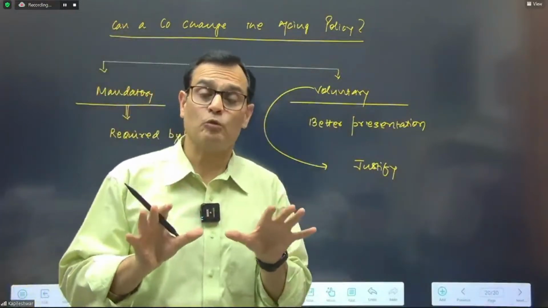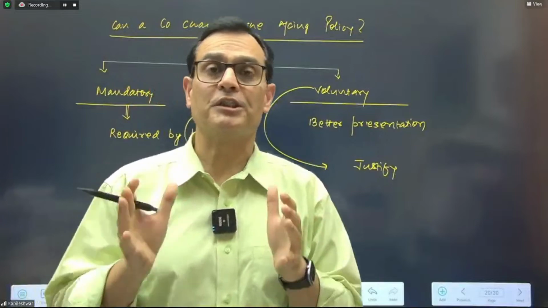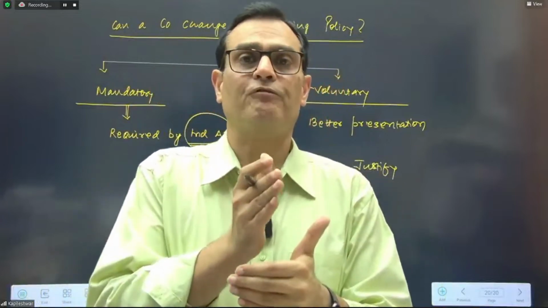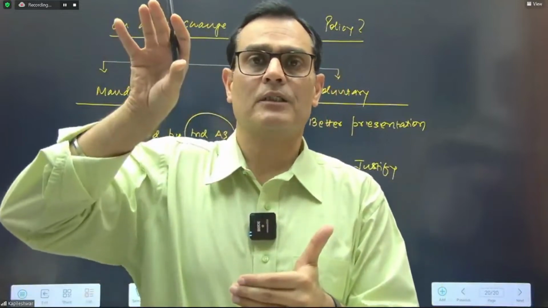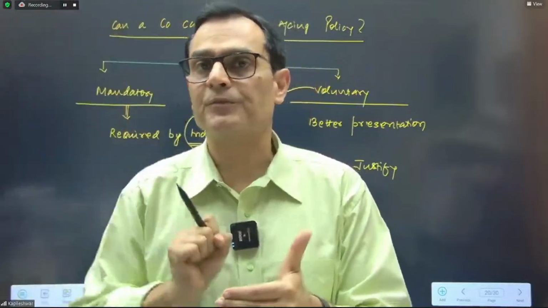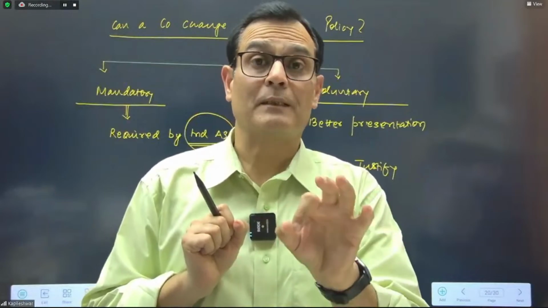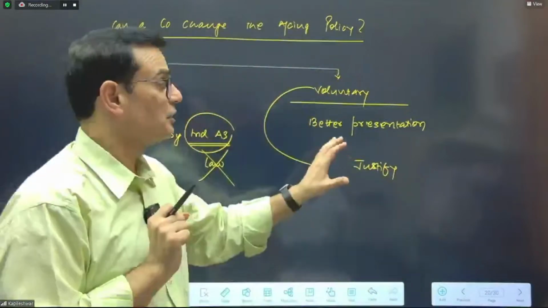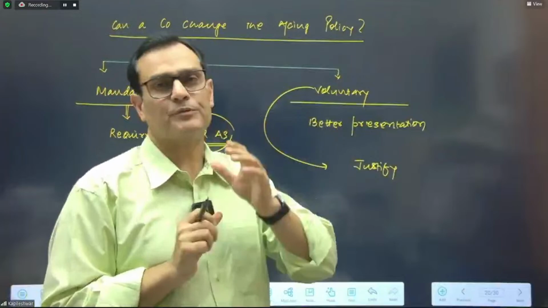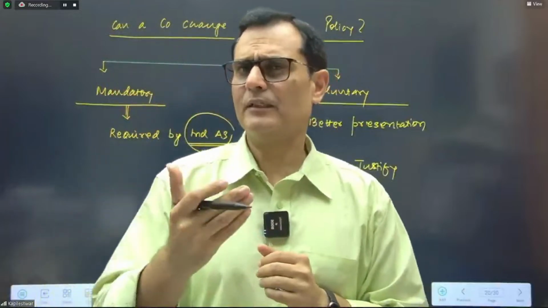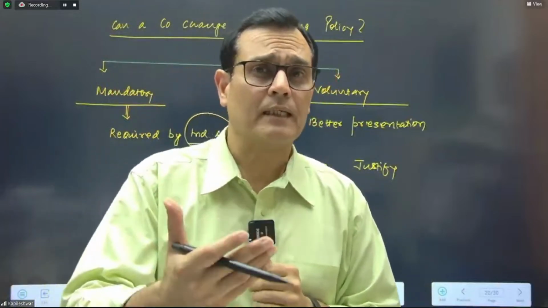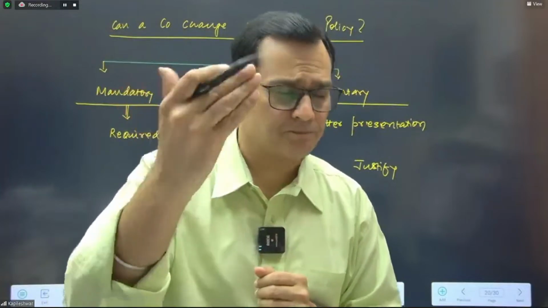But these are the only two parameters where a company can change an accounting policy, either by force, where the standard says, stop doing this, start doing this. Or it is a choice when the company feels that in order to make things more comparable with the competitors, you want to make changes. These are the only two circumstances. So I think the second question gets answered: when a company can change an accounting policy.